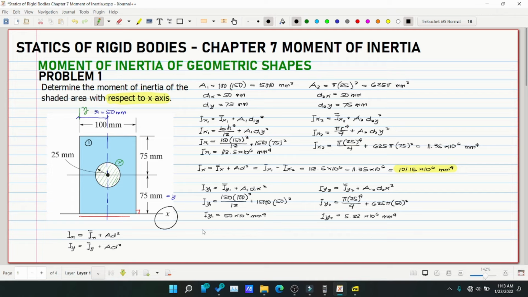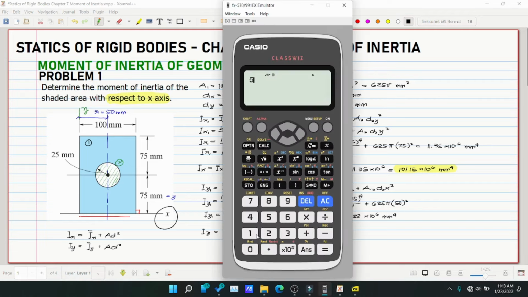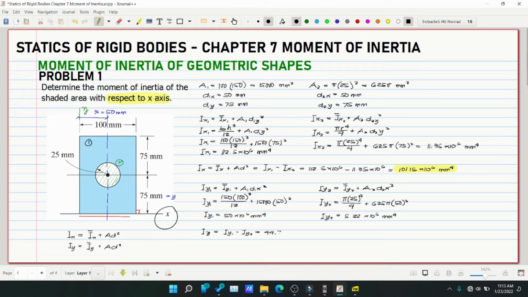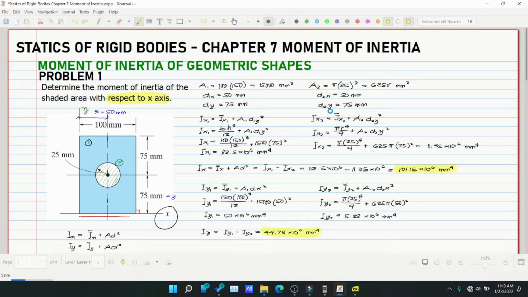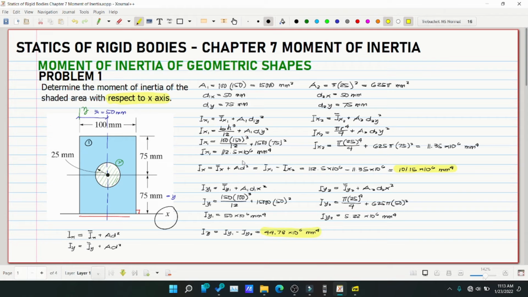Yan. So, yung ating Iy is equivalent to Iy1 minus Iy2. So, 50 minus 5.22. So, 44.78. So, 44.78 times 10 raised to 6 millimeter to the 4. Okay? So, ayan. Huwag nyo lang kakalimutan yung sinabi ko kanina na kung sino nga yung parallel doon sa axis na kinukuhanan natin ng moment of inertia, siya yung magiging base. So, kung sino naman yung perpendicular with respect to the axis kung saan natin kinukuha yung moment of inertia, yun yung ating height. Okay? So, yan.